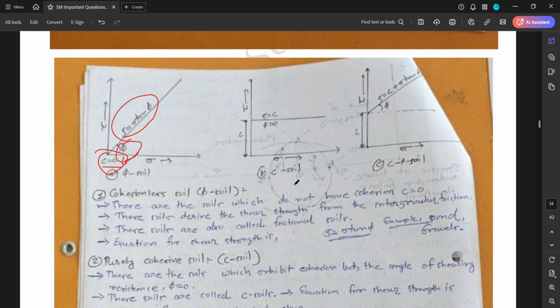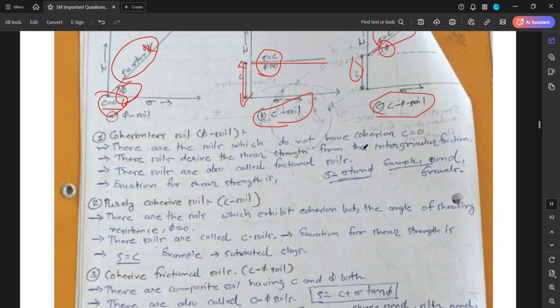For the second, C soil, a purely cohesive soil, there is a value of cohesion but no angle of shearing resistance, so S is equal to only C, because the friction term gets cancelled because of the zero. So S = C. For C-φ soils, cohesion is present and also an angle of internal friction, so S = C + σ tan φ.